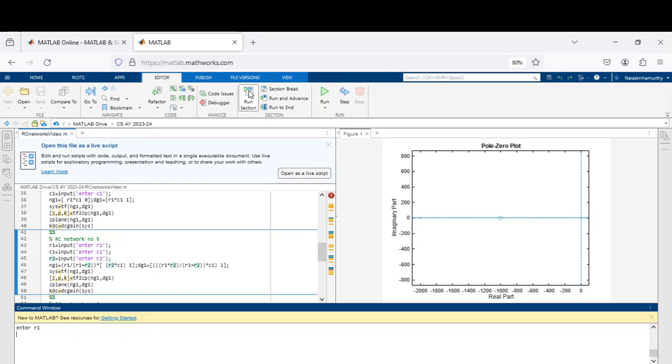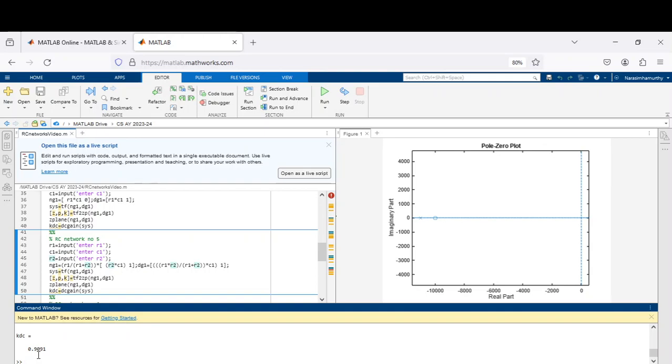Now I'll make this R1 as 1000. Let this be 1 micro, 1 e minus 6. Let me give R2 as 100. Can you see the 0 has moved to minus 10,000? Can you see this is much more negative, minus 11,000? See the value of DC gain. Can you see it has become 0.909?